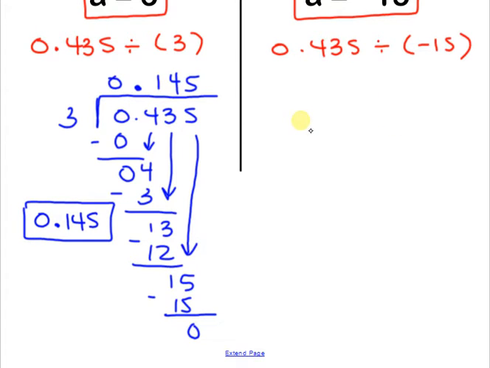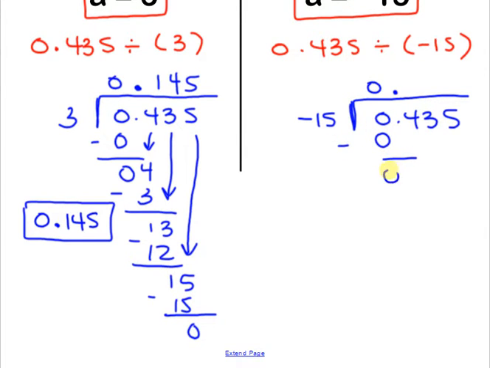All right, over here, we're going to have negative 15 on the outside and 0.435 on the inside. Bring the decimal point straight up to the roof. So 15 goes into 0 0 times. 0 times 15 is 0. Subtract. 0 minus 0 is 0. Bring down the 4. 15 goes into 4 0 times. 0 times 15 is 0. Subtract. 4 minus 0 is 4. Bring down the 3.